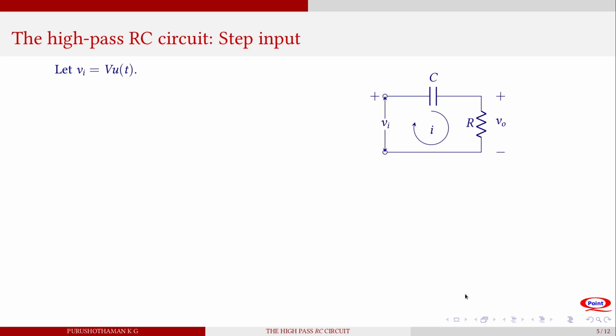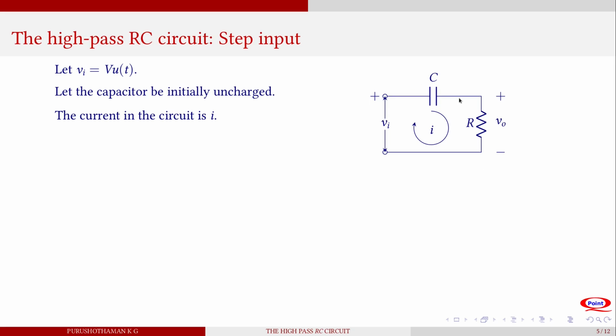Let the input to our circuit be V u(t). The voltage V is applied at t equal to 0. Assume that the capacitor is initially uncharged. The current in the circuit is i. So by the application of the voltage, a varying current will circulate around the circuit. We will find an expression for i. What is the nature of i?